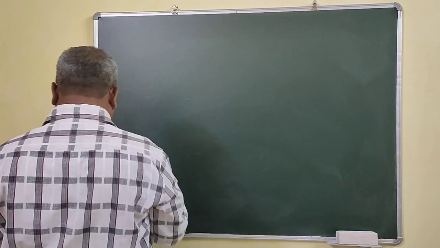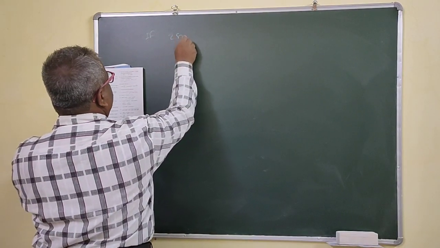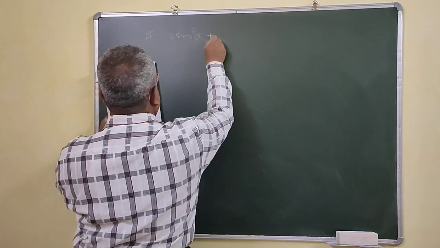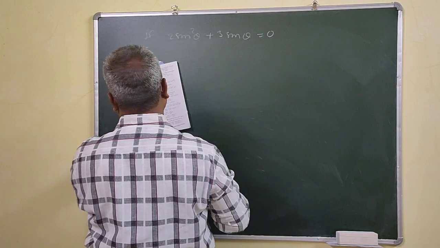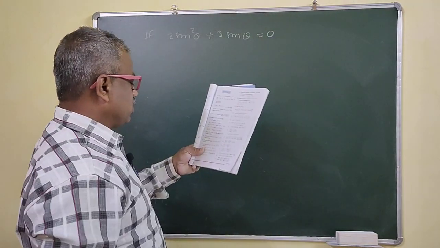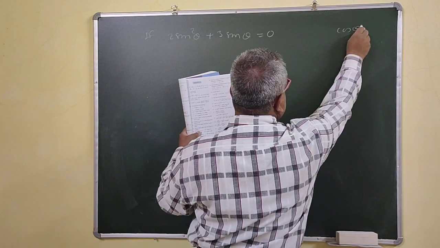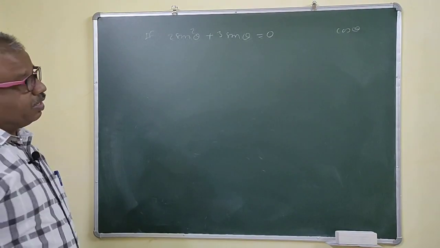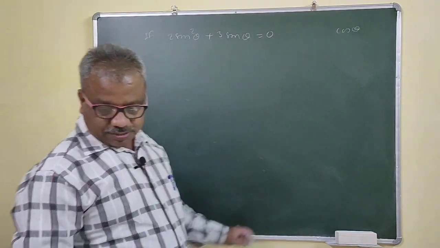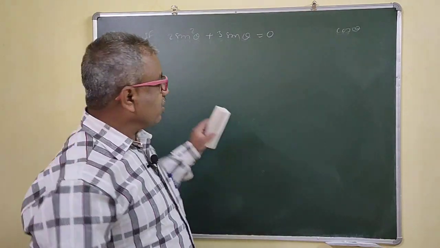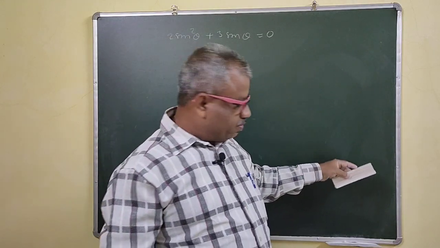Okay. So now suppose we have given one. If 2 sin square theta plus 3 sin theta is equal to 0, find the permissible value of cos theta. So you know what is meant by permissible now. The value that lies between minus 1 and 1 is the permissible value of cos theta.